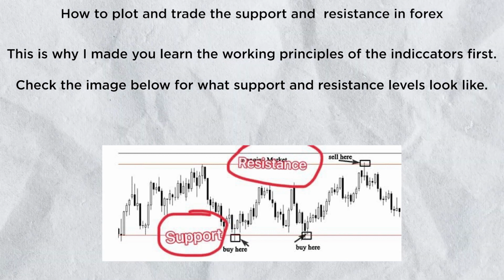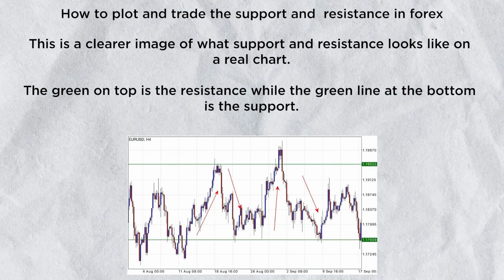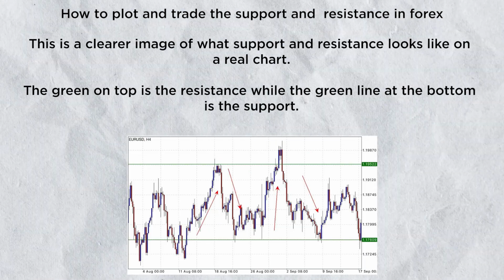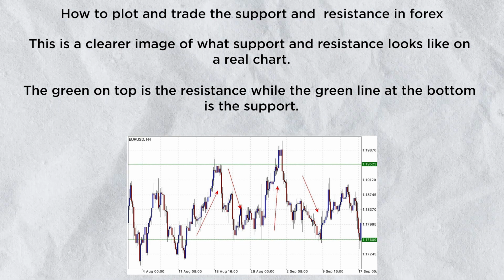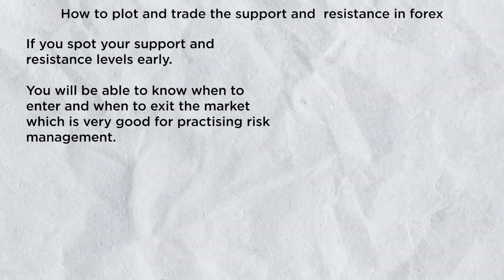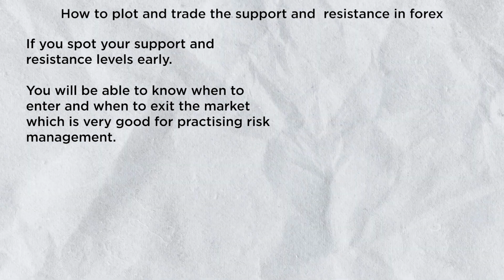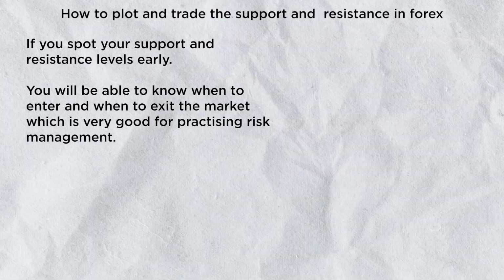Check the image below for what support and resistance levels look like. This is a clearer image of what support and resistance looks like on a real chart. The green line on top is the resistance, while the green line at the bottom is the support. If you spot your support and resistance levels early, you will be able to know when to enter and when to exit the market, which is very good for practicing risk management.